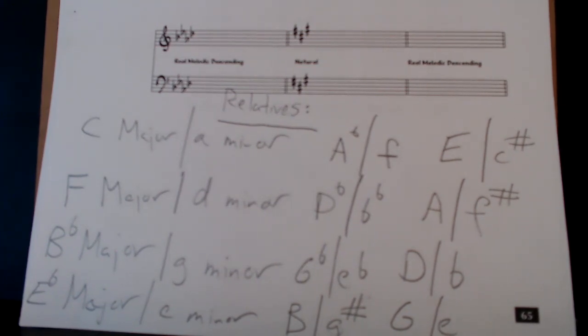So big letters for major and little letters for minor. A flat major, F minor, D flat major, B flat minor, my fault, G flat major, E flat minor, okay? I need to stop reading my notes in my terrible handwriting and just tell you: B major and G sharp minor, E major and C sharp minor, A major and F sharp minor, D major and B minor, also G major and E minor. Okay, those are your relatives.